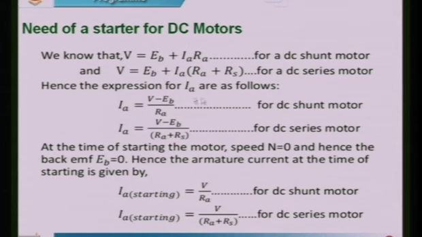Now when EB is equal to 0 during starting, what will happen? IA is equal to V divided by RA for the DC shunt motor. IA is equal to V divided by RA plus RS in the case of the DC series motor. So, when you observe these equations, when EB is equal to 0, the current will be more at the time of starting. You have to avoid this inrush of current.